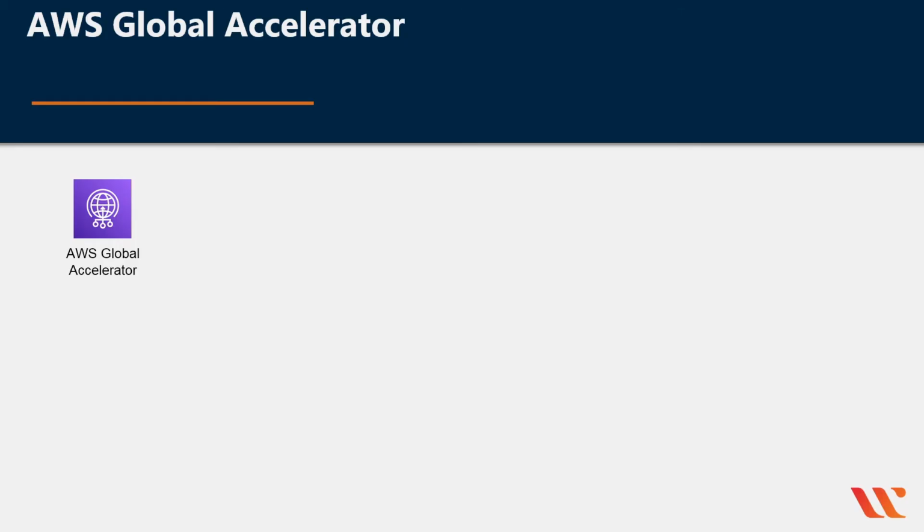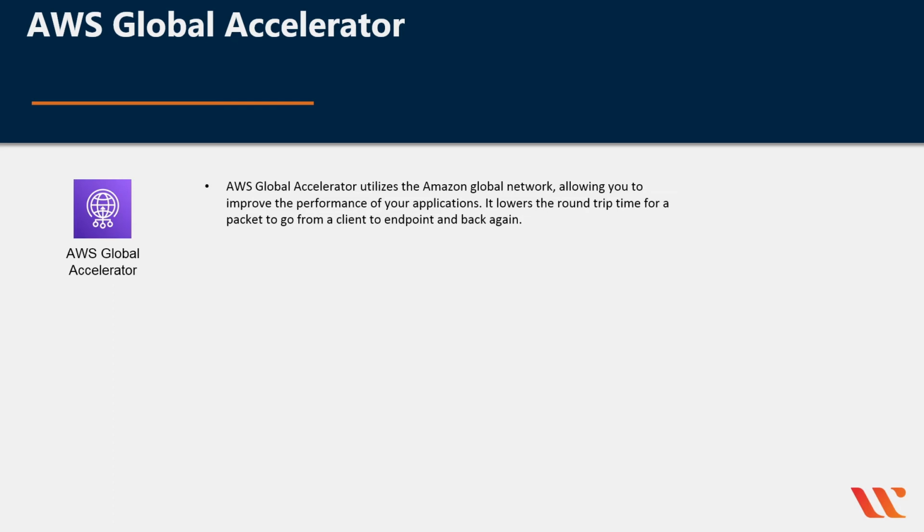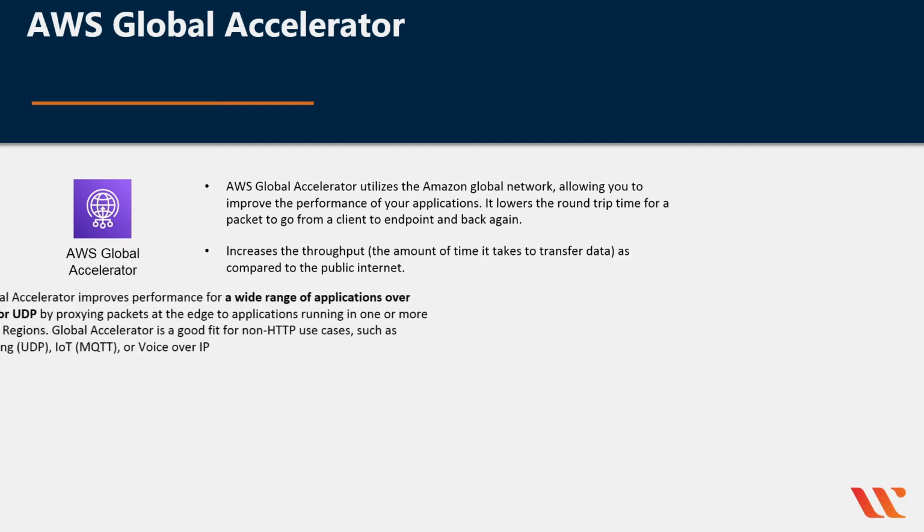AWS Global Accelerator, on the other hand, was launched fairly recently in 2018. AWS Global Accelerator utilizes the Amazon Global Network, allowing you to improve the performance of your applications. It lowers the round-trip time for a packet to go from a client to endpoint and back again. It increases the throughput, the amount of time it takes to transfer data, as compared to the public internet.